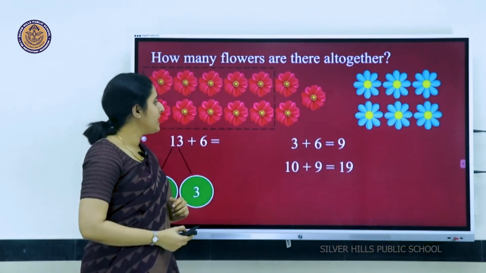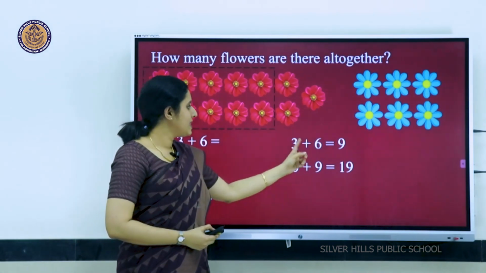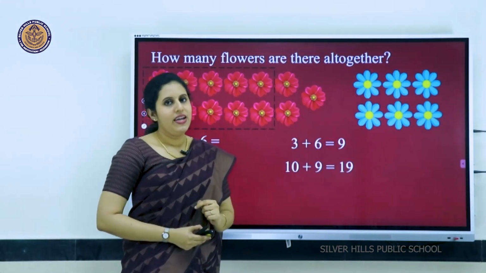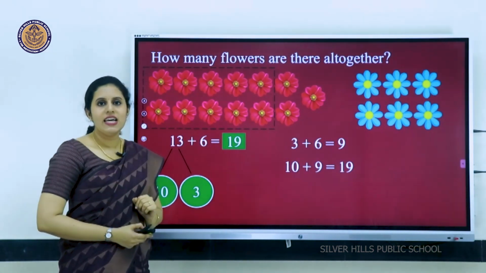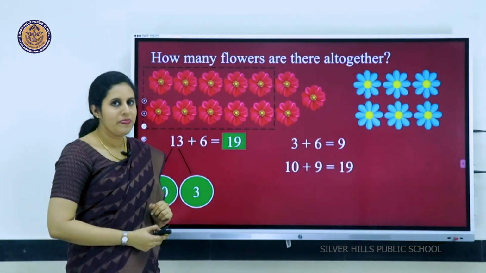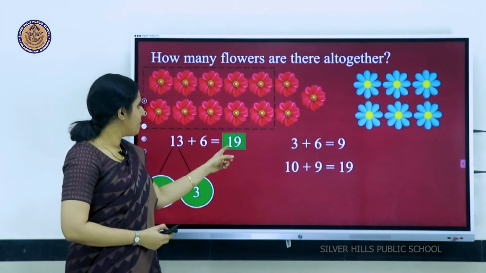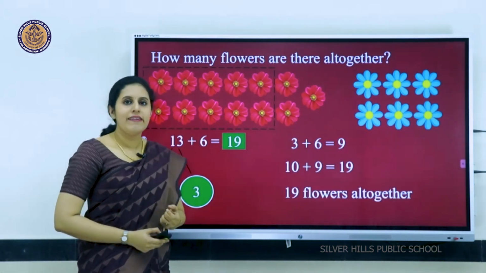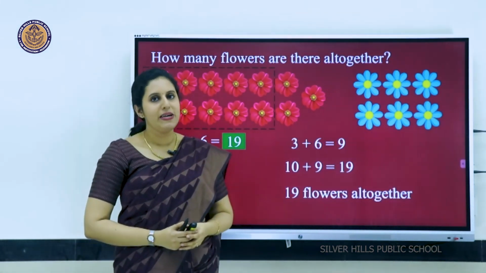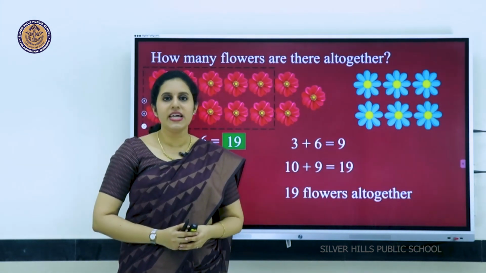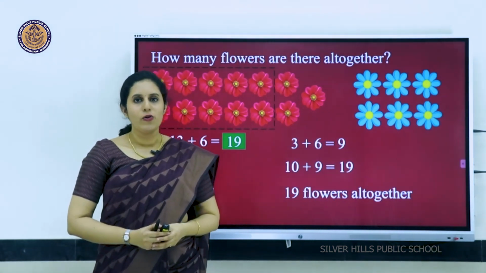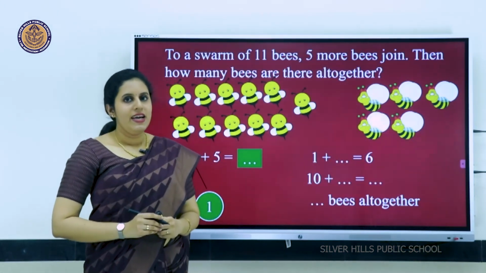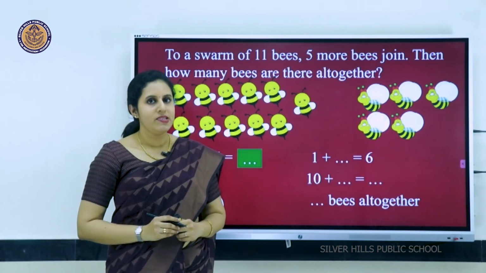So, altogether 10 plus 9 is equal to 19. That means 19 is the answer to our problem. 19 flowers are there altogether. How many flowers altogether? Yes, there are 19 flowers altogether. Now, let us see another problem of the same type.